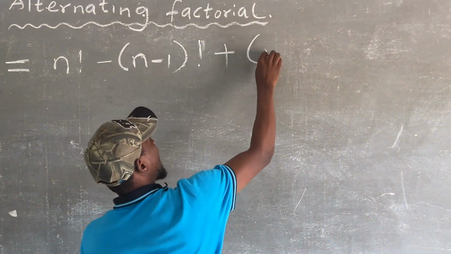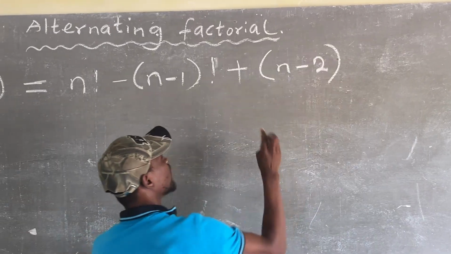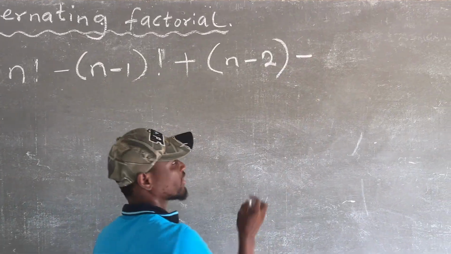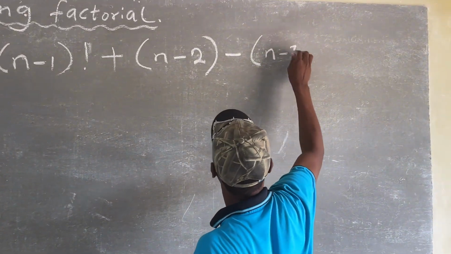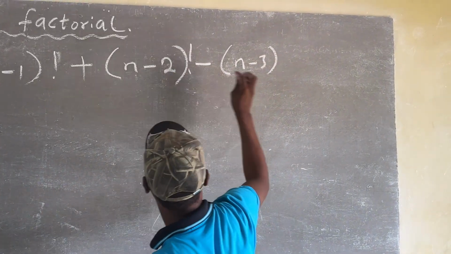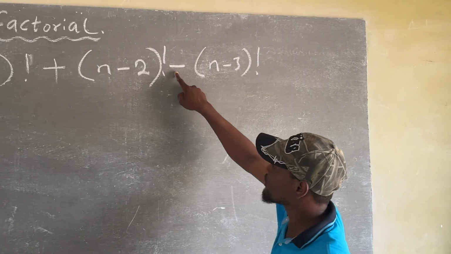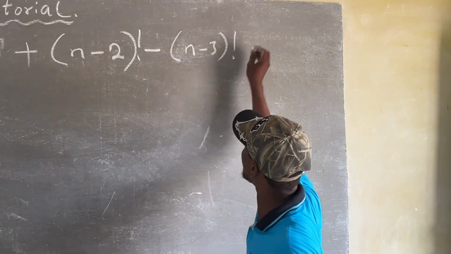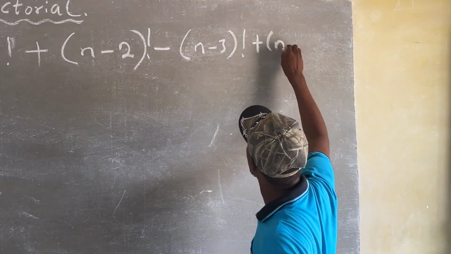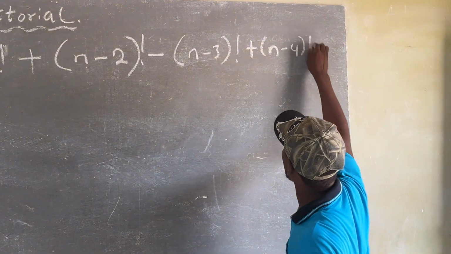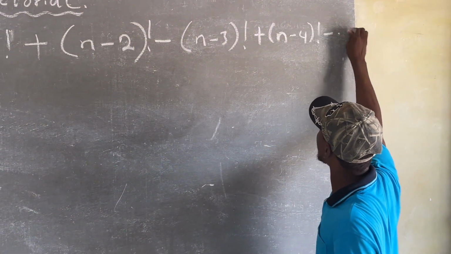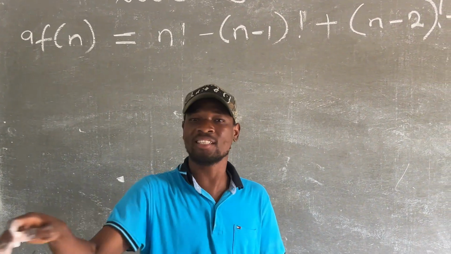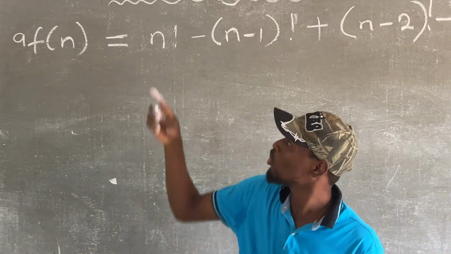So we have n minus 2 factorial, which is positive. My next term attains a negative sign, so we have n minus 3 factorial. Then we alternate, so my next term attains a positive sign, so we have plus n minus 4 factorial, then negative, and so on. That is all. Viewers, let us consider these questions in order to throw more light on the topic.